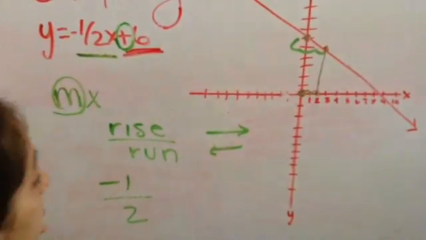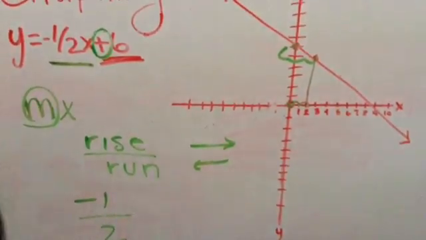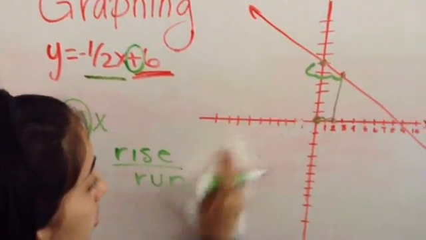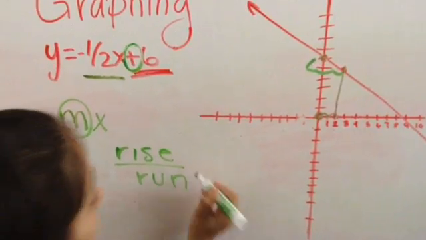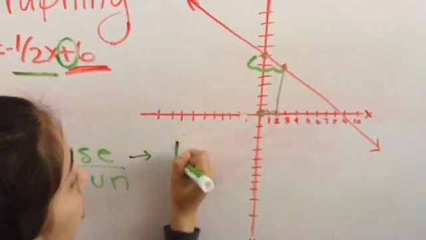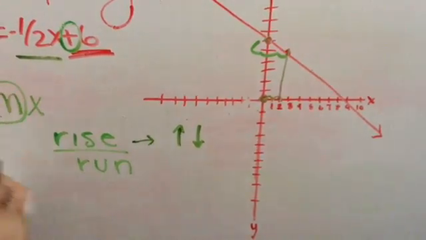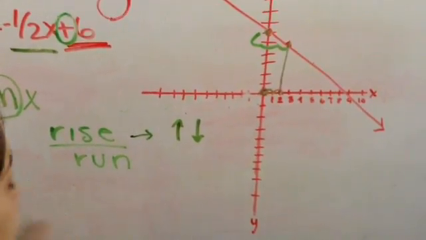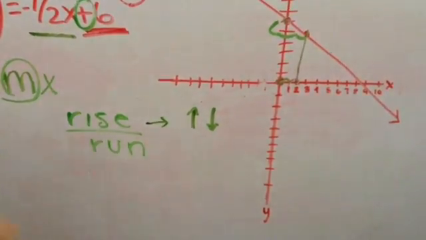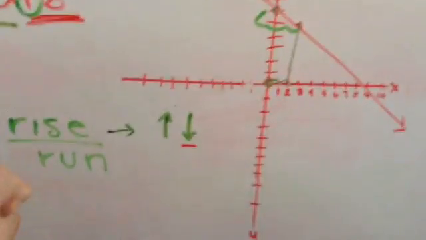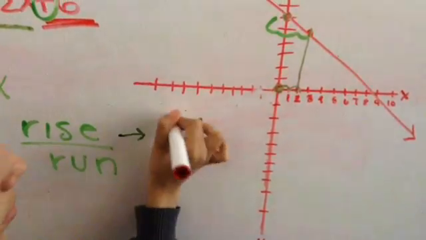Okay, so in terms of direction, for the rise, you will always go up or down. As you can see, whenever a value is negative, you will always run down. But when a value is positive, you will always go up using this.